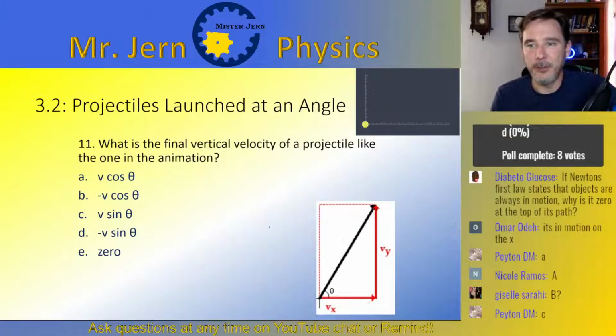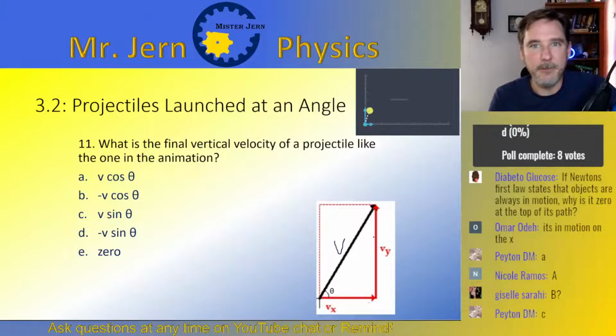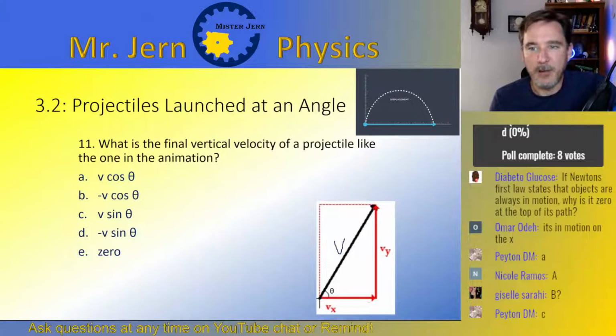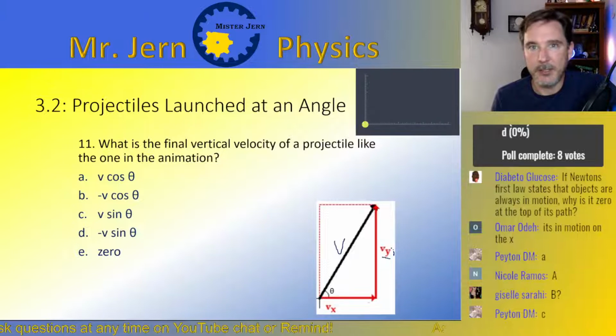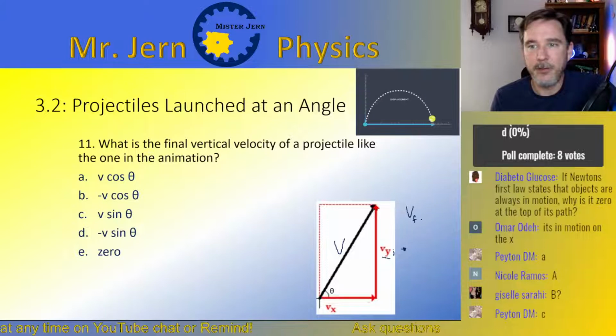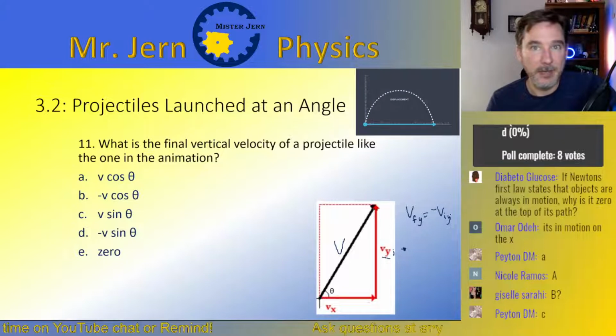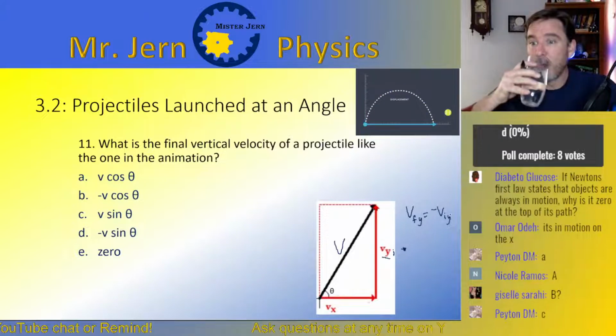I said, well, if you look here in this little triangle, this diagonal is V, which means that over here is VY. That's the initial velocity in the Y direction. That's X. We're not really concerned about X. That doesn't change. So I said VFY is equal to negative VIY because it comes down with the exact same speed. In every situation, it's going to be the answer here.